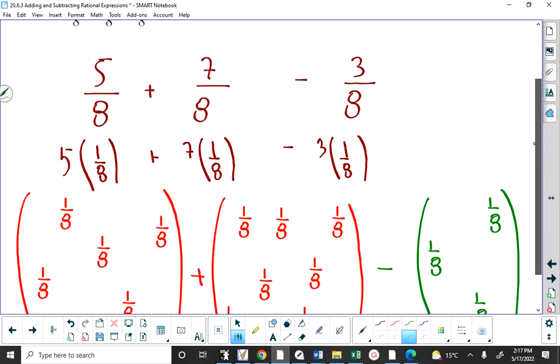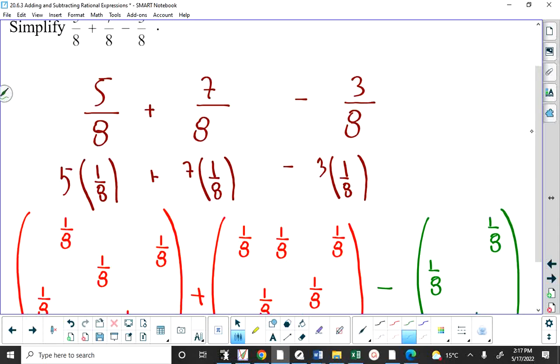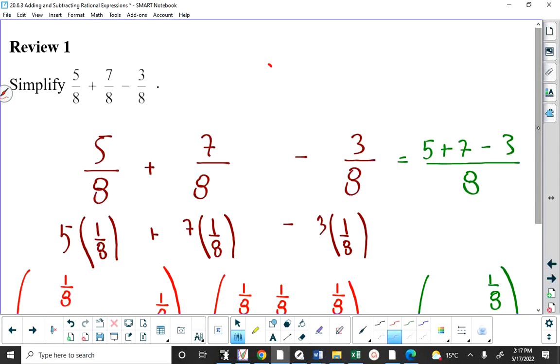Okay. So how is it you get 9/8? Well, the rule is you put them all over 8 and you say 5 plus 7 minus 3. This is why when you're adding fractions that have the same denominator, you don't add the denominators. The denominator stays the same and you add or subtract the numerators. So the answer is 9/8. And really that's such a simple question.